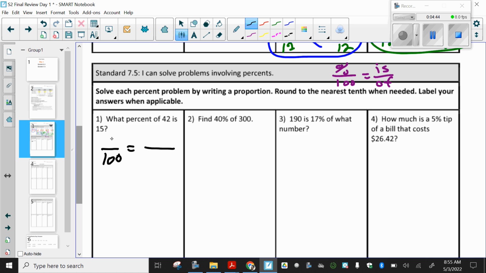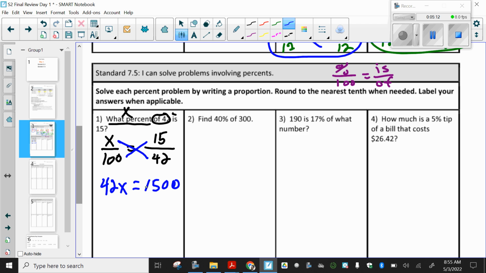Where percent goes over here is and of. So what percent, oh, there's my question mark. So x of 42 is 15. So 15, 42. I'm going to set up that way. Then we're going to multiply diagonally. So I'm going to say this way, 42 times x is 42x. This way, 100 times 15 equals 1500.